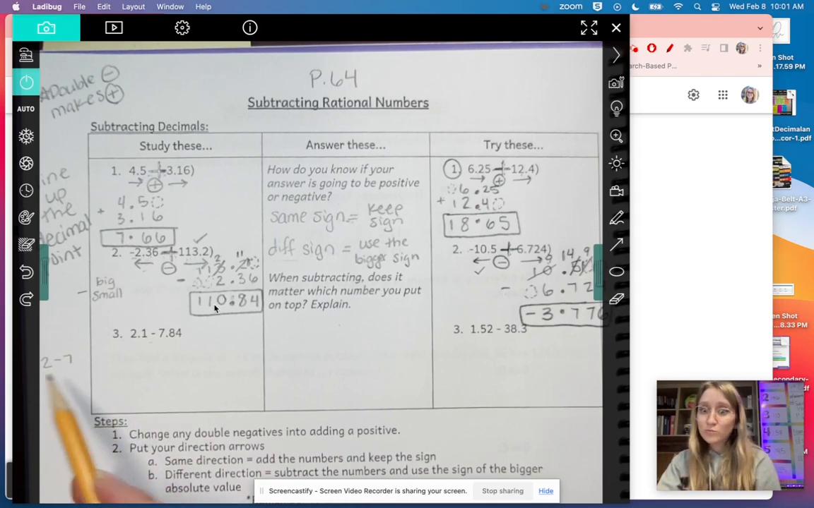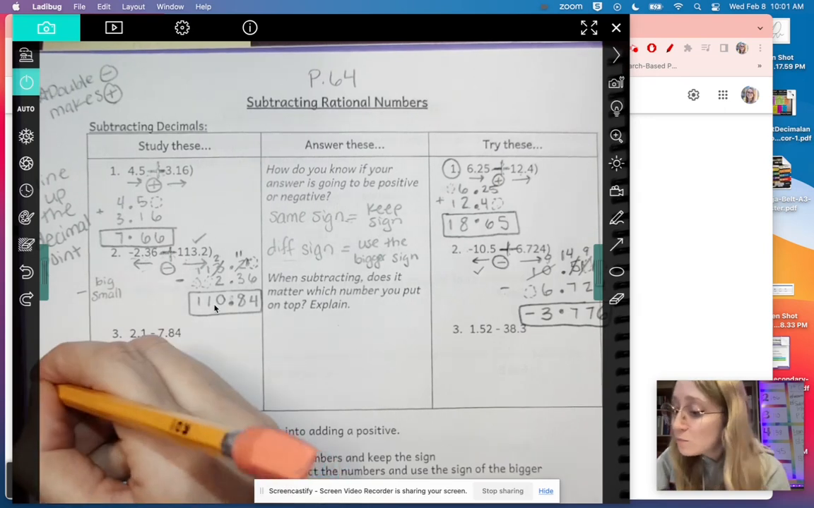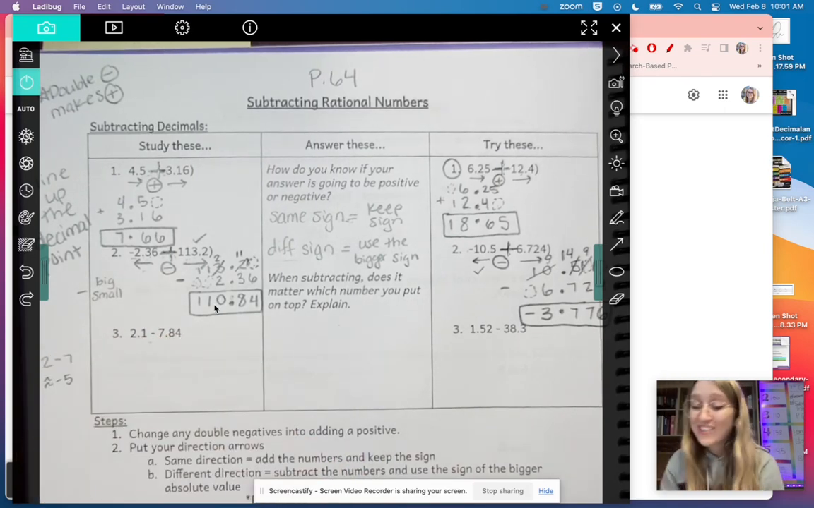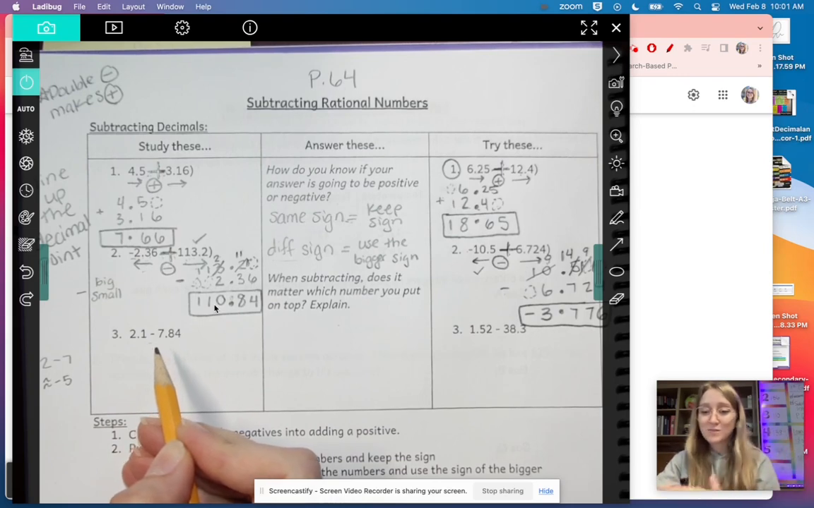If we estimate 2 minus 7, we could think back and just count. So 2, 1, 0, negative 1, negative 2, negative 3, negative 4, negative 5. So our answer should be around negative 5. That might help us just double check that we're right. Okay, but what's going to happen here is we need to figure out, well, which direction am I moving?